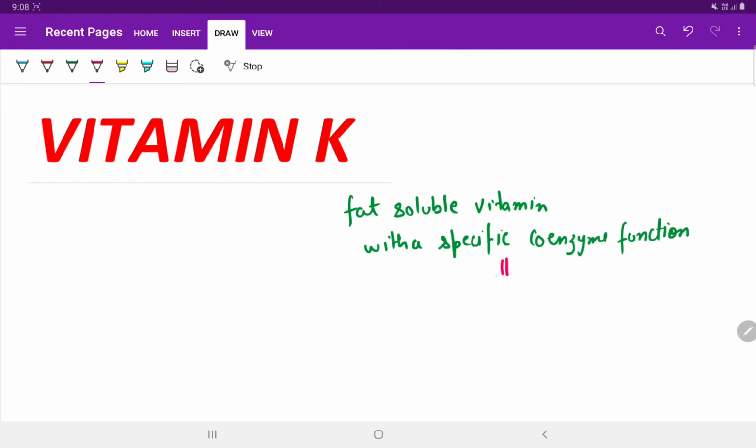What is this specific coenzyme function? That is for production of blood clotting factors. Now these are essential for coagulation.